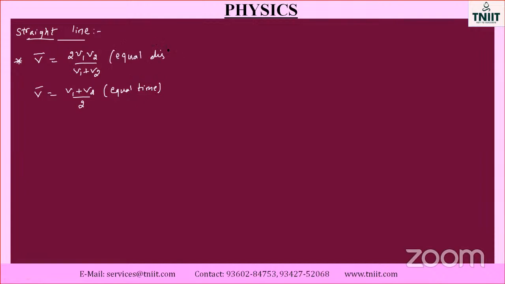Please remember, when the particles are covering equal distances, the average velocity value will be 2 times v1 v2 by v1 plus v2. When it is at equal intervals of time, then the average velocity value will be equal to v1 plus v2 divided by 2. This is for the average. And you know the instantaneous velocity is given by dx by dt. Instantaneous acceleration is given by dv by dt.